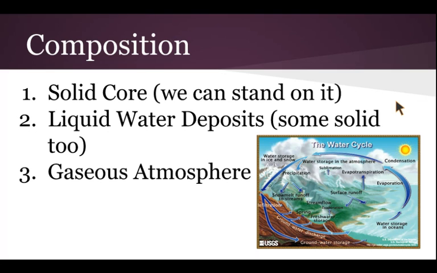Our composition, so composition means what we're made of. We've got all three states of matter. We've got a solid core, so that's kind of the part that we can stand on and holds us. We've got liquid water deposits, so those are going to be our lakes and oceans and rivers, and we have some solid ice too. And we have a gaseous atmosphere, and those are going to be our nitrogen and oxygen and carbon dioxide that are above us. Each of these things make it possible for us to live here. So think about if we didn't have liquid water, or if we didn't have our atmosphere, would it be possible for people and for other animals and organisms to continue living on Earth?